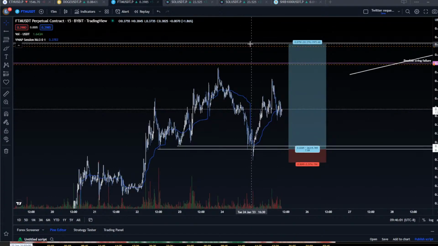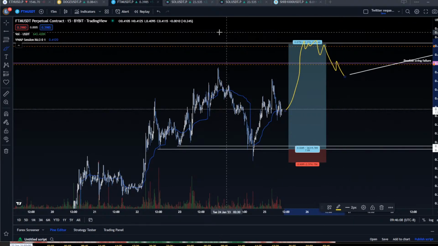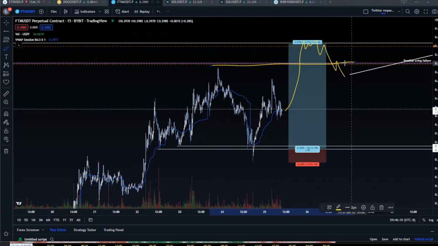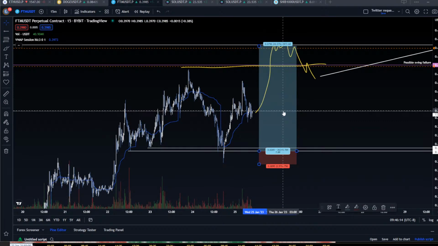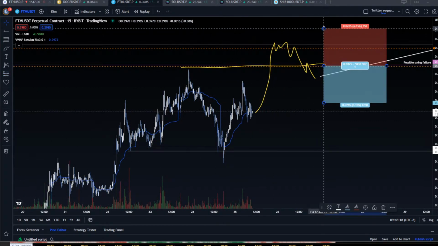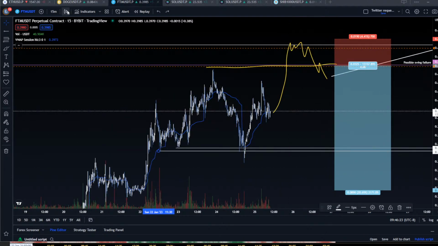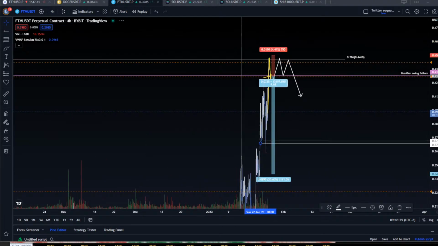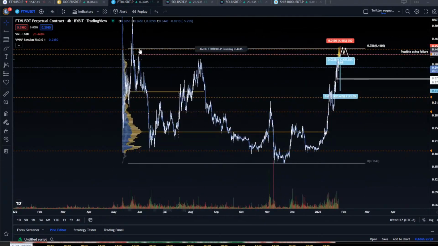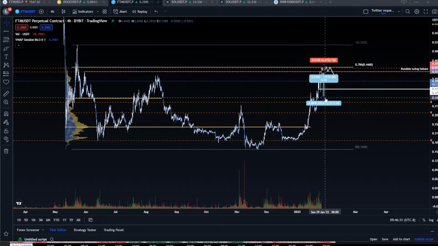But yeah, this is very nice. I'd like to see price come up, show some weakness. Loss of this level could be an interesting short idea. We'll get rid of this. The idea here after sweeping these highs would be a deeper pullback.